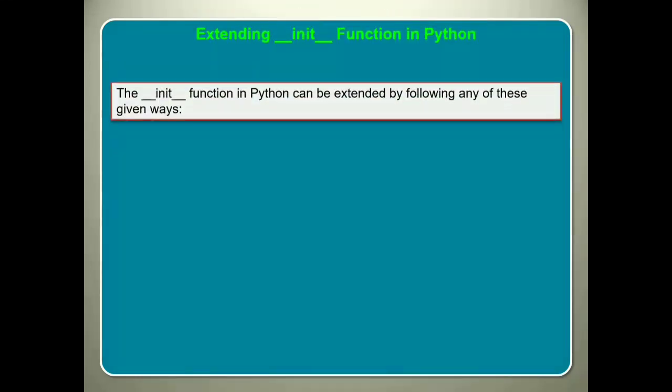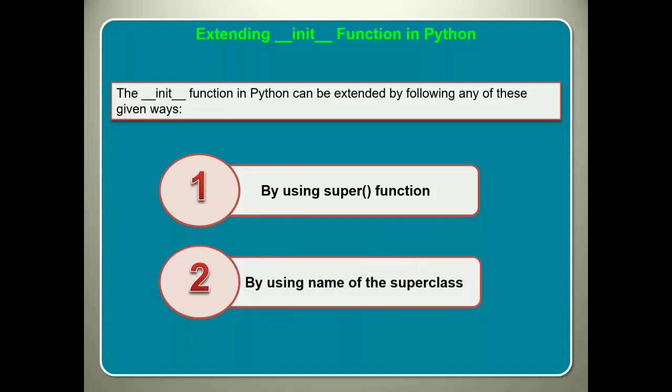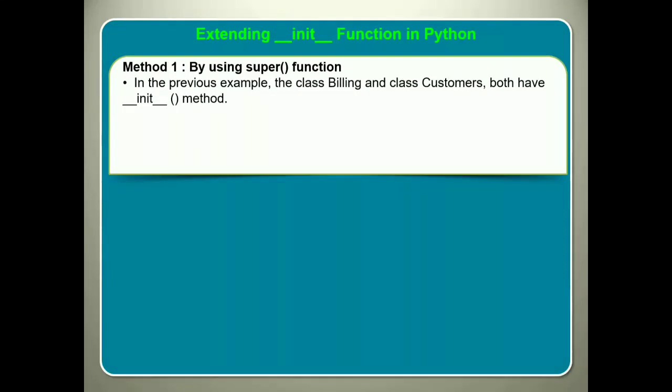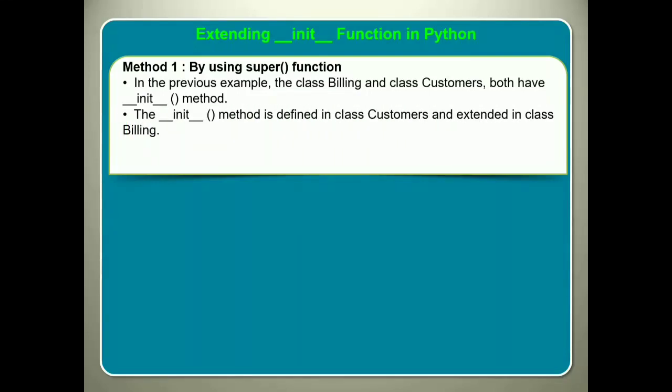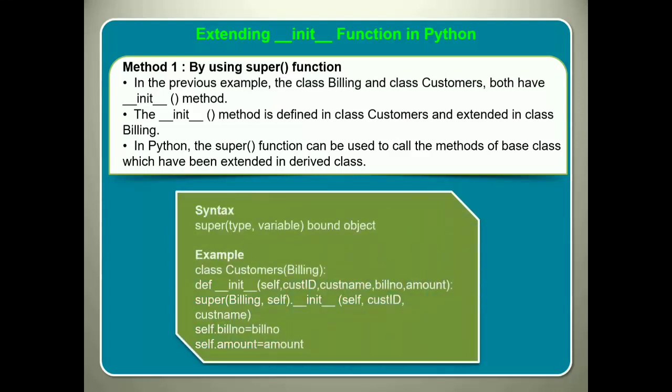You can extend the init function in Python in either of these ways: by using the super function, or by using the name of the superclass. Let us look at each of these methods in detail. In the previous example, the class billing and class customers both have an init method. This method is defined in class customers and extended in class billing. In Python, you can use the super function to call the methods of the base class which have been extended in the derived class. Observe the syntax displayed on the screen.